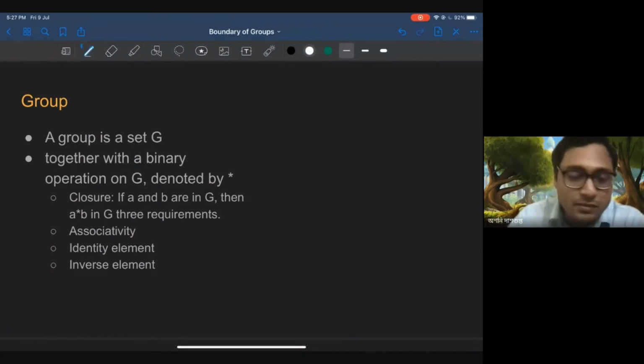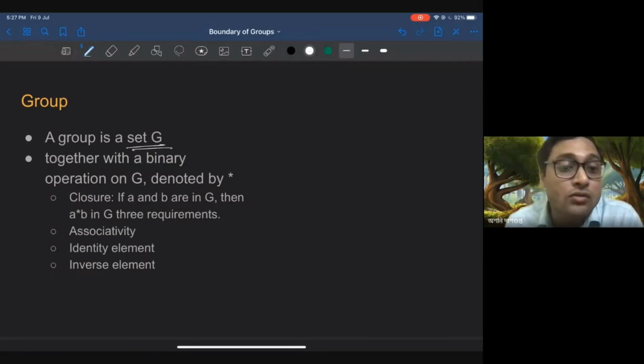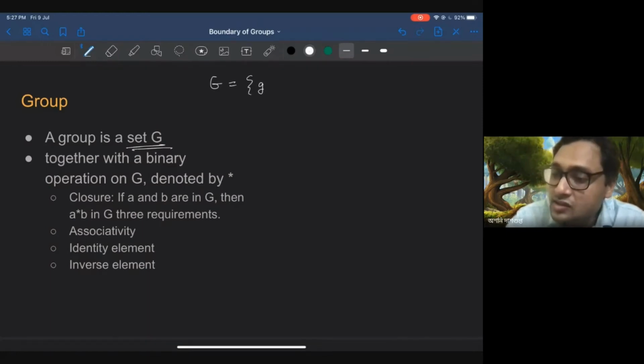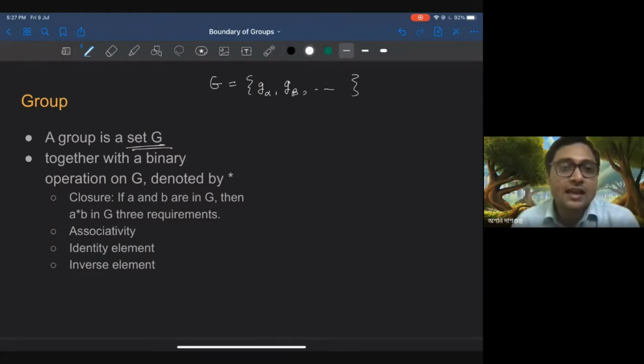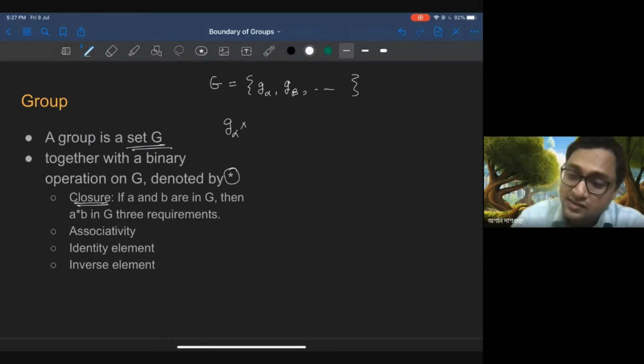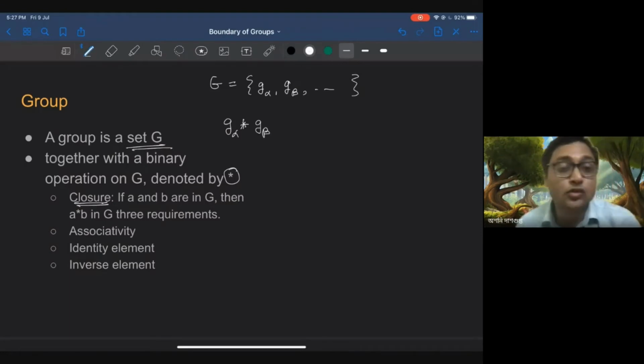So this, probably some of you already know. I'll not spend a lot of time on this. When I say a group G, I'm basically talking about a set G. There is a set capital G with some elements in it, G alpha, G beta, and so on. And there is a binary operation star. There is this closure property: if you operate any two of these group elements, you will get another element of the same group.